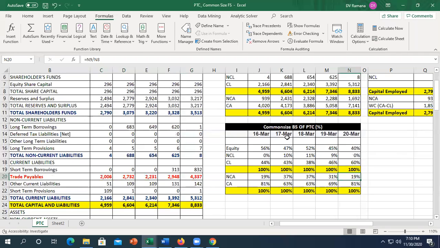PTC is not a manufacturing company. PTC is not a generating company. PTC is only a trading company. So no wonder the fixed assets, or the property, plant, equipment or non-current assets, will be a relatively low percentage of the total assets. So 81% of the assets are current assets. See, the current assets have increased from 4,020 crore to 7,141 crore. Now let us see what are these current assets.